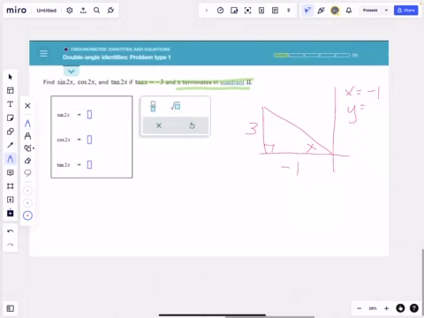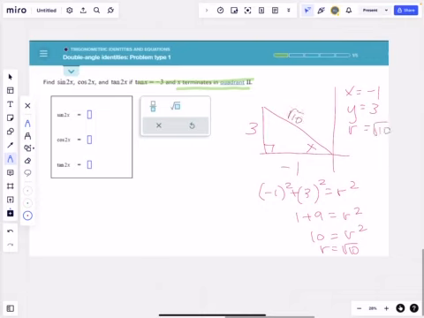So we have an x value of -1, a y value of 3, and then we would use those to solve for our r value, right? So -1 squared plus 3 squared will give us r squared. So we would have 1 plus 9 is equal to r squared. r squared equals 10, and r would equal the square root of 10. And remember that r is always positive. Okay, this gives us all that we need for our 3 double angles that are requested.